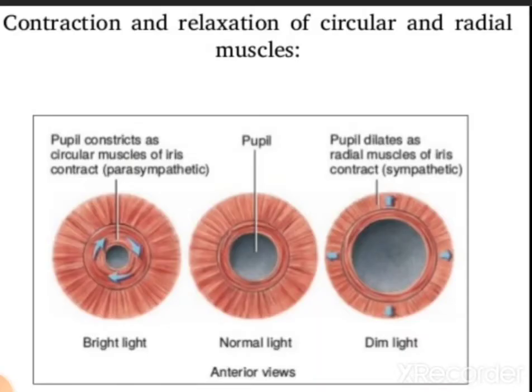So contraction and relaxation of the circular and the radial muscles of the iris. Here we can see the pupil constricts as the circular muscles of the iris contract, in the case of the parasympathetic nervous system, when there is bright light to the eyeball, and when there is normal light the diameter of the pupil is seen in the image. Then in the dim light the pupil is dilated, it is enlarged because of the contraction of the radial muscle fibers. So radial muscle fibers are on the peripheral side, and on the inside we have the circular muscle fibers. These are smooth muscle fibers.